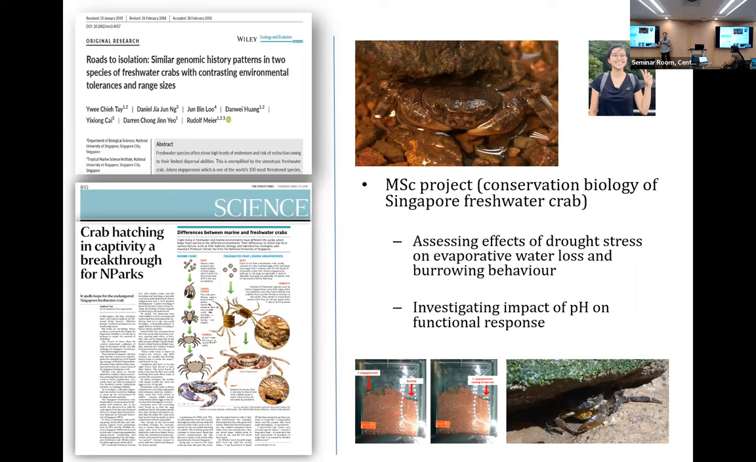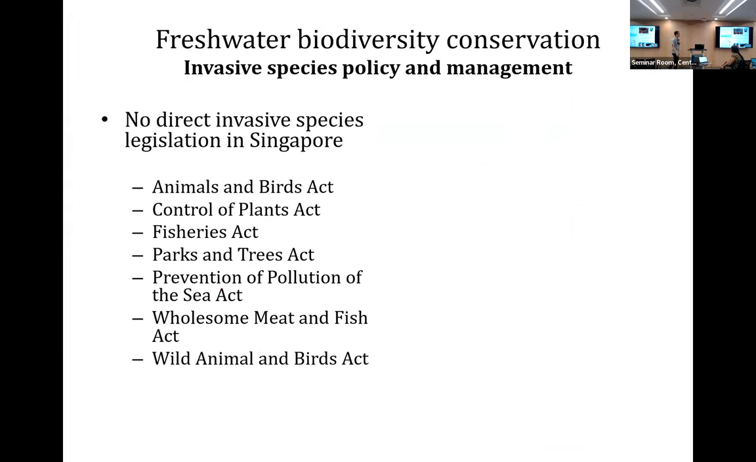And also one of the sites where the crabs were lost, we found that the pH of the stream had gone down. I know they like acid water, but not that acidic, very acidic. Still your finger won't dissolve, but still quite acidic. Okay, so we were investigating that.